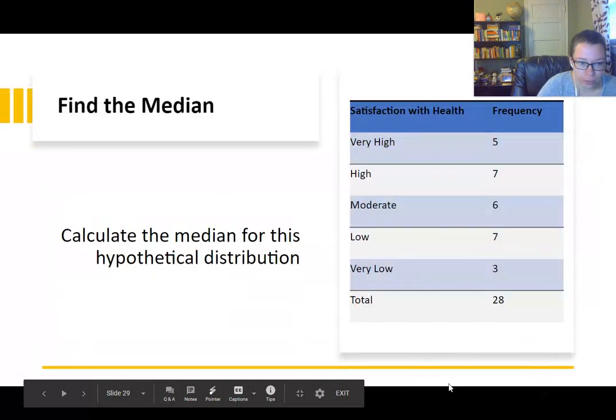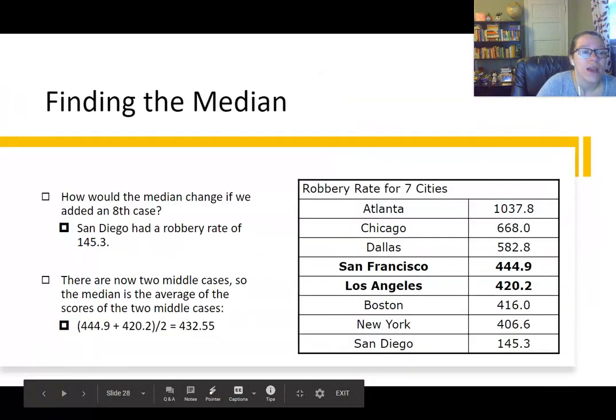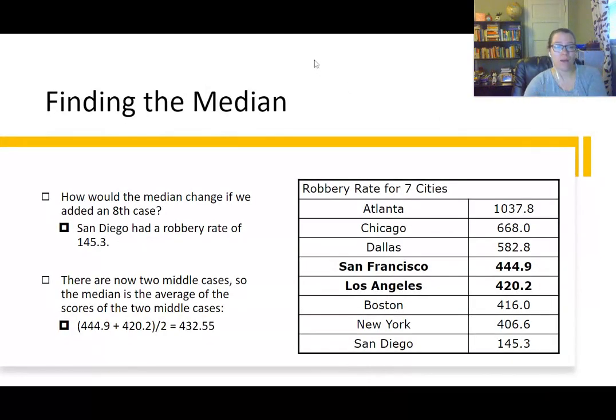So now that there are 2, why did I go that way? Now that there are 2, I am going to take the average of the scores of the 2 middle cases, being San Francisco 444.9 plus Los Angeles 420.2 divided by 2. Taking the average of those gives me 432.55. So the median now is not a number that is on the chart, but it is the median number of robbery rates for these now 8 cities.